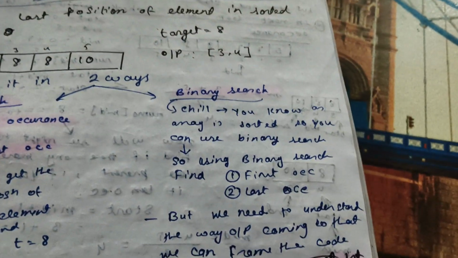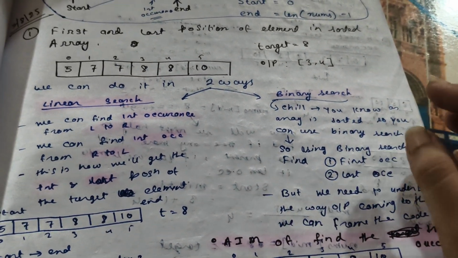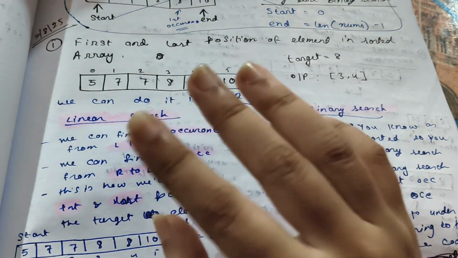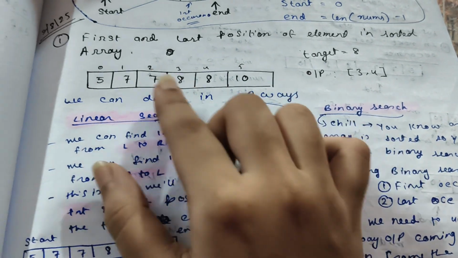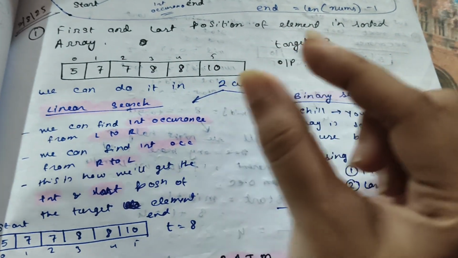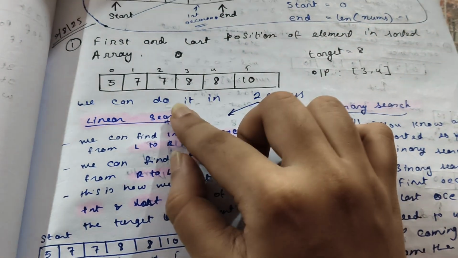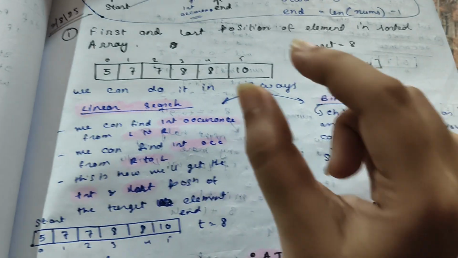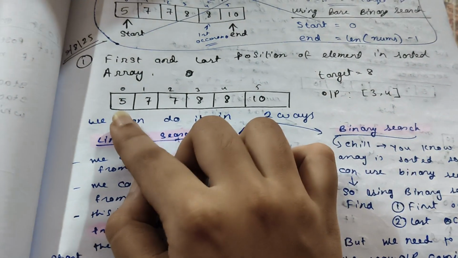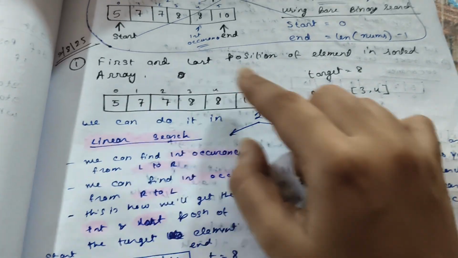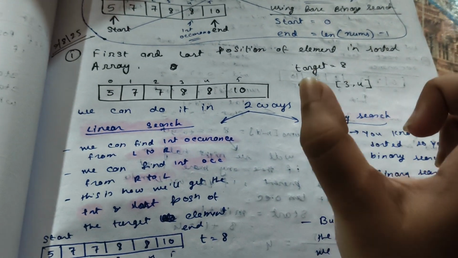Now the other way is binary search. In binary search we all know the general structure. We always find a mid element, mid equal to start plus end divided by 2, and based on the mid we check whether the target element is greater, less or equal to it, right? Start always denotes the first index and end always denotes the last index. So that is the general structure of binary search.